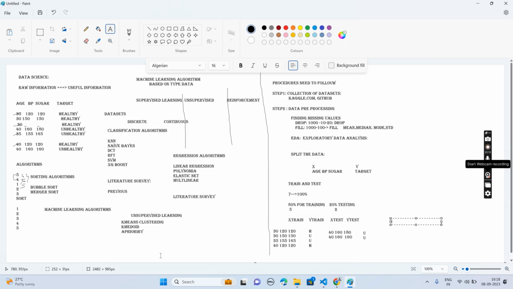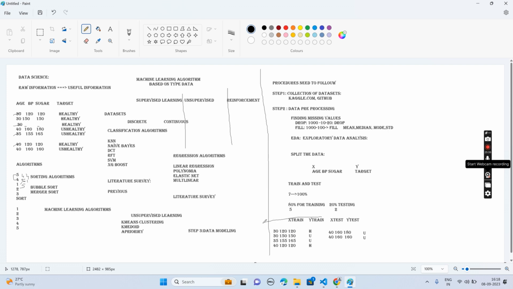Now my next step, step 3, is data modeling. Now I'm going to use classification algorithms, because the output is categorical, healthy or unhealthy. Otherwise, you can use linear regression algorithms. Now here, what happens in data modeling?